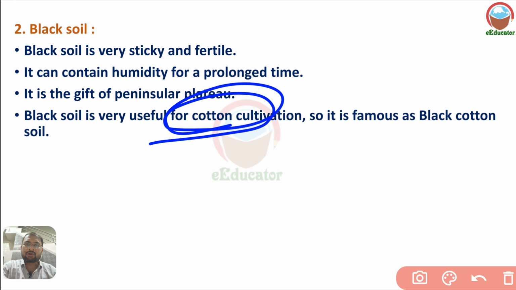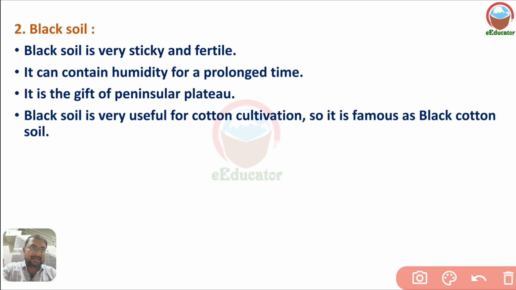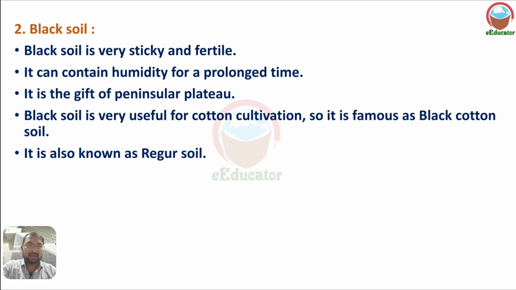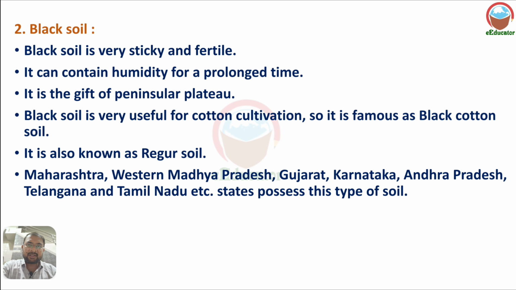The cotton crop can be produced well here. So the soil is useful for cotton cultivation, and the other name is black cotton soil. It is also known as regur soil. Maharashtra, Western Madhya Pradesh, Gujarat, Karnataka, Andhra Pradesh, Telangana and Tamil Nadu, almost the South Indian states, have this black soil. Black soil is formed out of igneous rock.